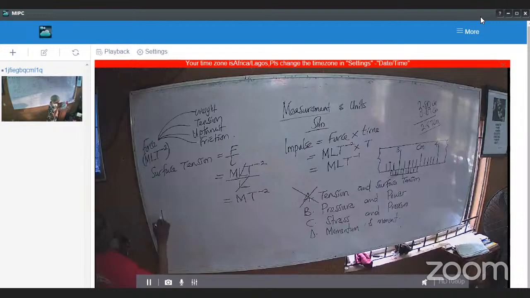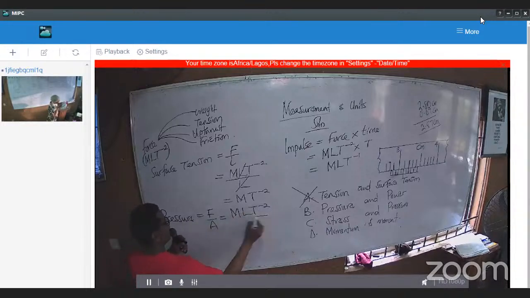Class, remember your SS2. What is the formula for pressure? You are good. Force over area. Weight being force, MLT minus 2. Area is length times breadth. We have ML minus 1 T minus 2.